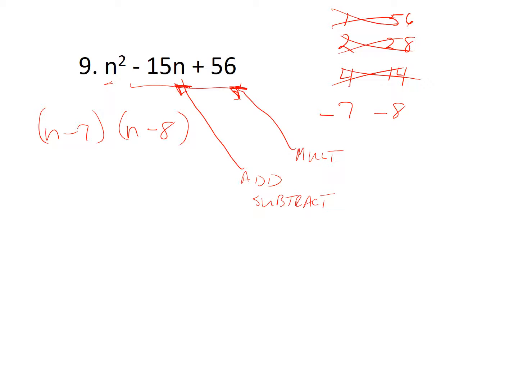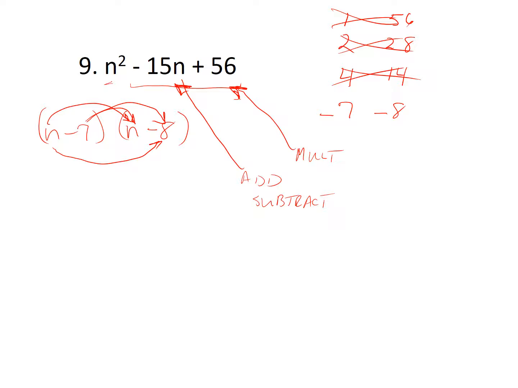Now let's check these to make sure they're right. We should be able to use FOIL or whatever method you want to call it to get back to that original expression. So I'm going to multiply the first two together, then multiply the outer two together, then multiply the inner two together, and then multiply the last two together. All right, so let's try this.